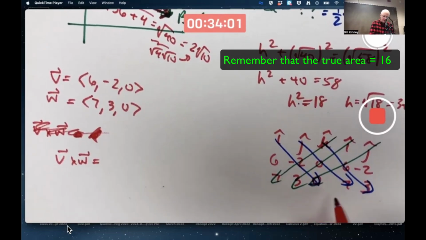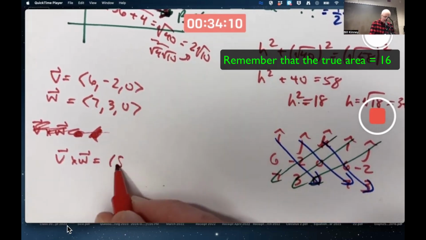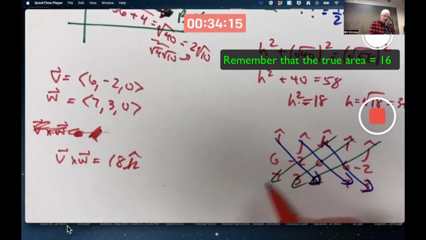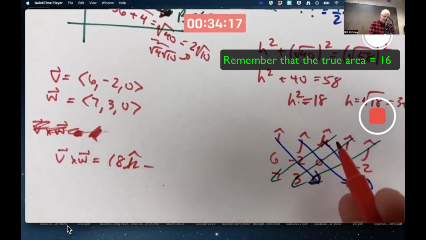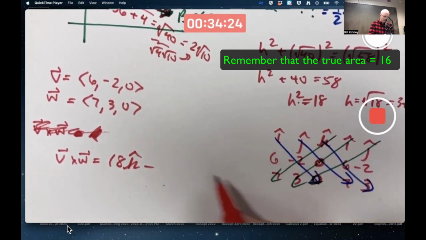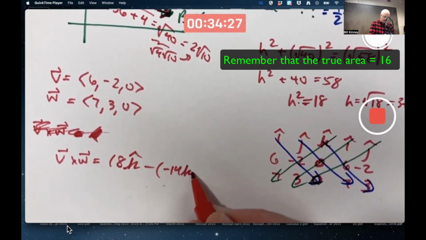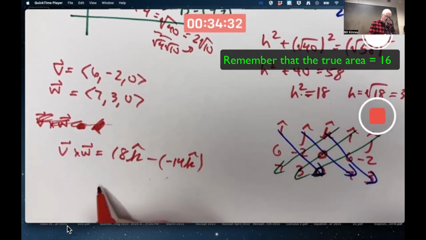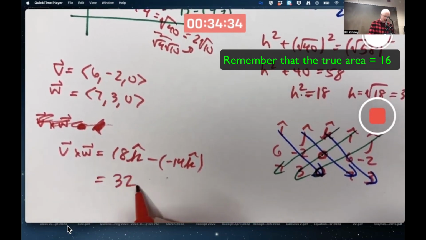For the blue arrows, multiply in a positive way. I get 0, 0, 18 K hat. For the green ones, subtract the sum of those: -14 K hat, 0, 0. These are zeros here. Oh, I hope I didn't make a mistake. Simplify, I get 32 K hat.